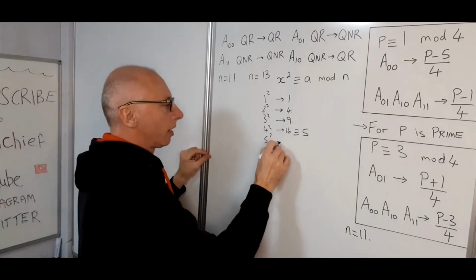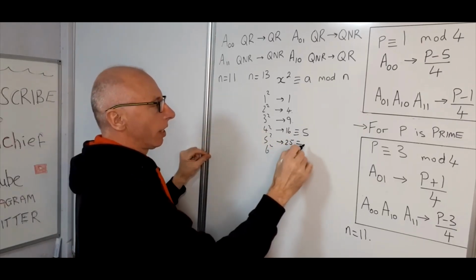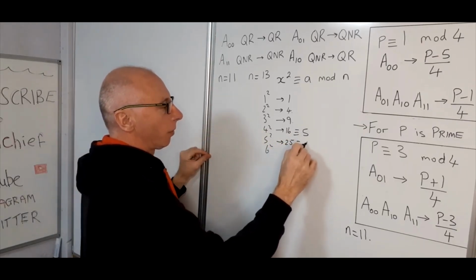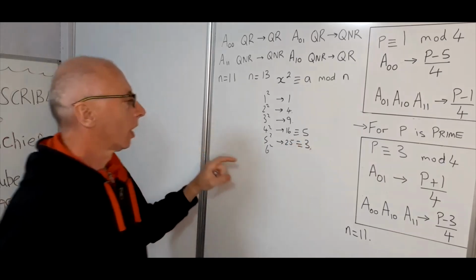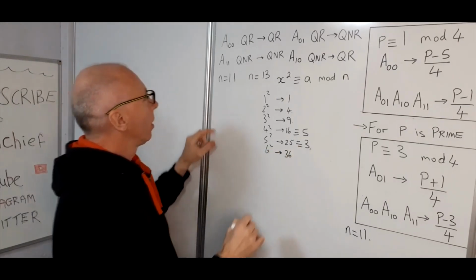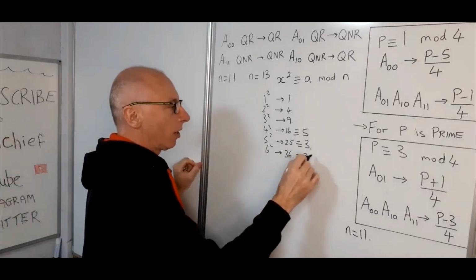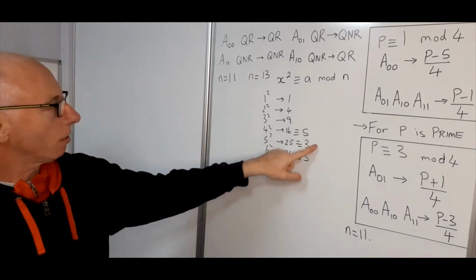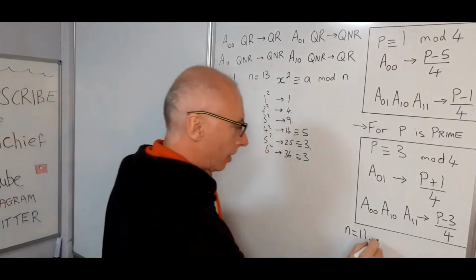5 squared is 25. Again, modulus 11, that yields a 3. 25 is congruent with 3 mod 11. And 6 squared yields 36. 36 mod 11 also yields a 3. Okay, so there are our residues: 1, 3, 4, 5, 9.